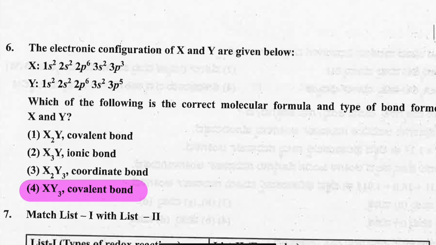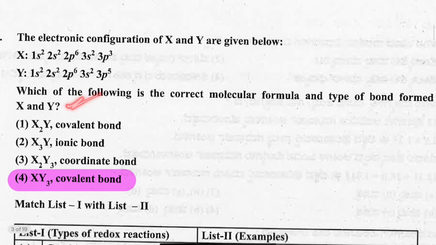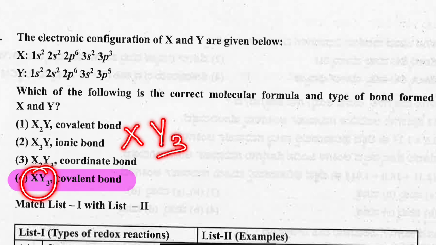Next, the electronic configurations of X and Y are given. This is X and this is Y. Which of the following is the correct molecular formula and the type of bond formed between X and Y? Here you can see the outermost electronic configurations are 3s2 3p3 and 3s2 3p5. Totally there should be 8 electrons for a complete octet. So here how many electrons are there? There are only 5 electrons, so it can form bonds with 3 more atoms. Therefore X can form bonds with 3 atoms of Y.